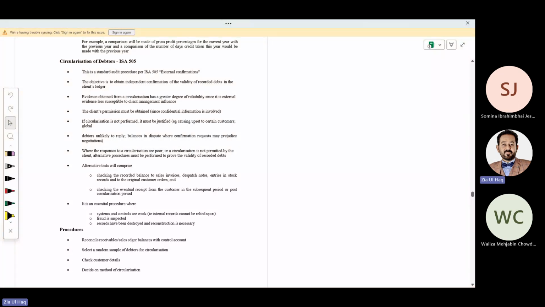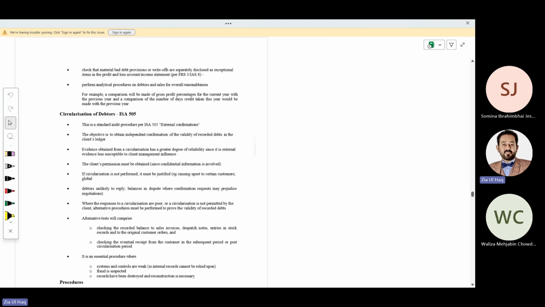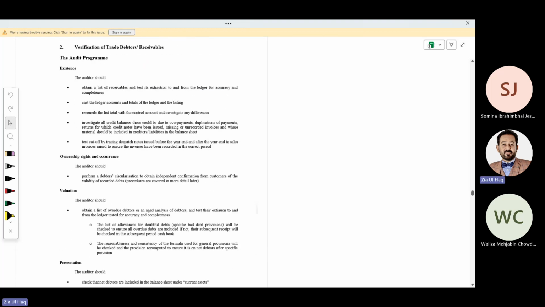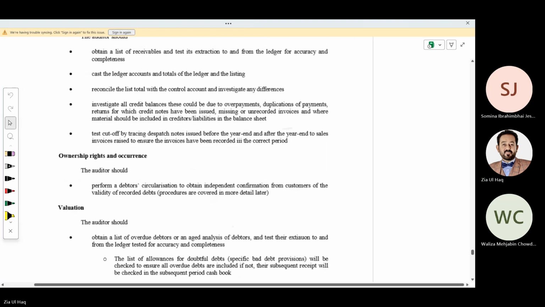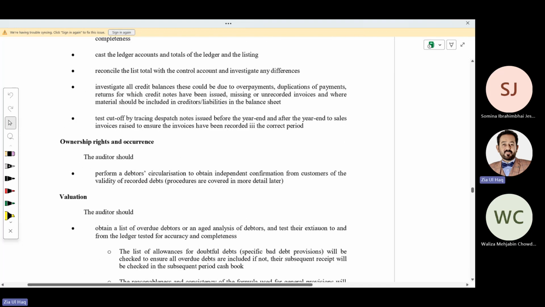In the previous lecture, we discussed how to audit accounts receivable, debtors, and also how to audit accounts payable, meaning creditors. How can we verify debtors? By verifying financial statement assertions relating to debtors. What were the assertions? Valuation, completeness, rights and obligations, existence.